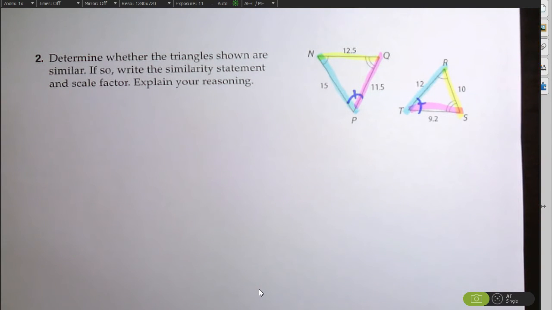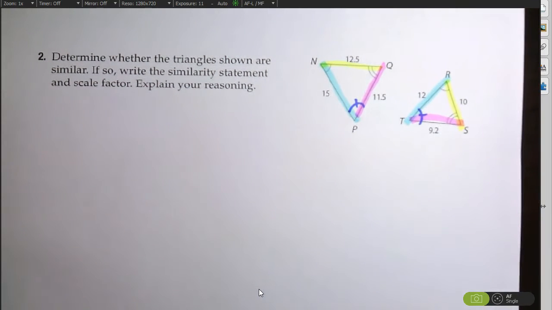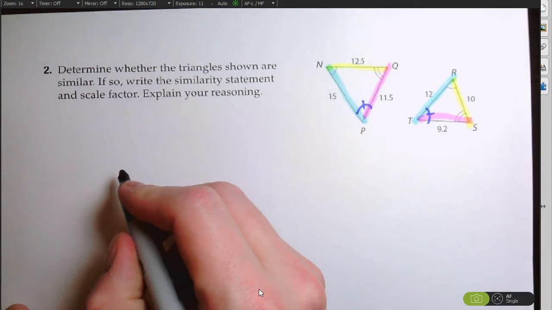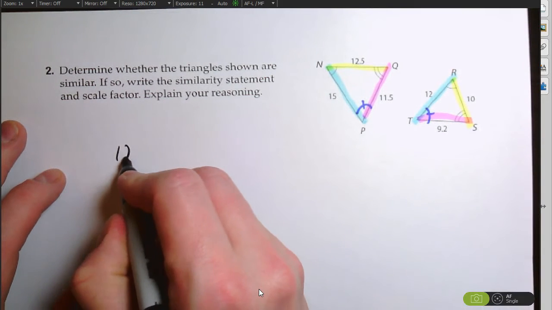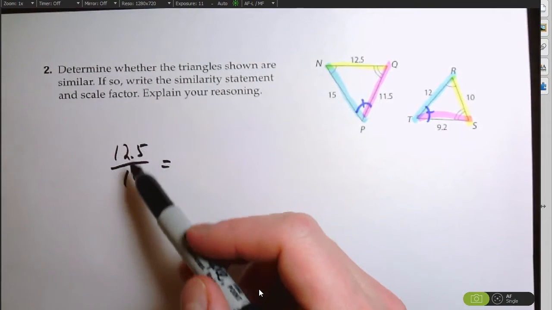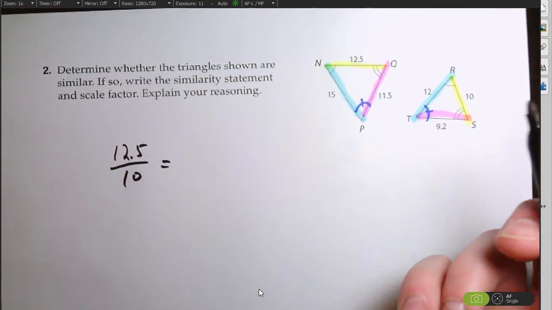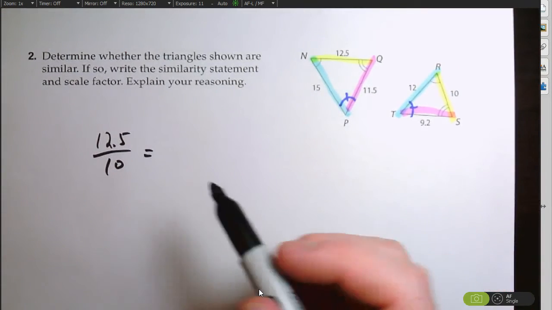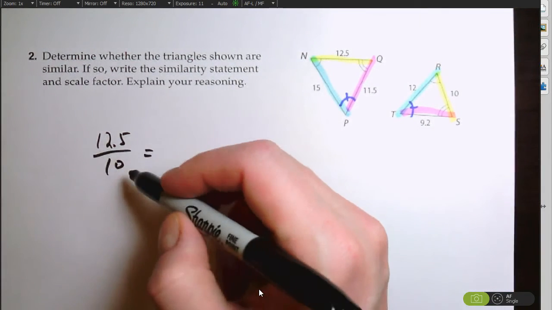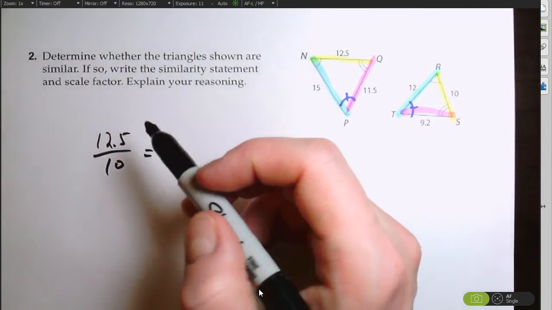So what I need to show is this. Are all three pairs of those sides proportional? Do they all have the same ratio? And that becomes the real work of the problem, simplifying that. So we have NQ to RS, well that's 12.5 to 10. Now, looking at this, it doesn't divide out nicely, but we are just checking to see if this works, but they do want the scale factor as well, so I'll have to give that. So I do need to make sure I get this into a fraction, not a decimal.